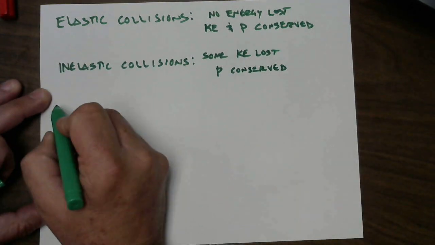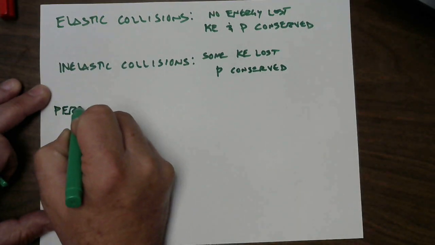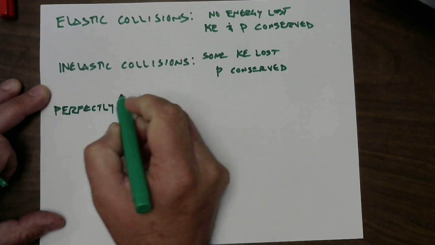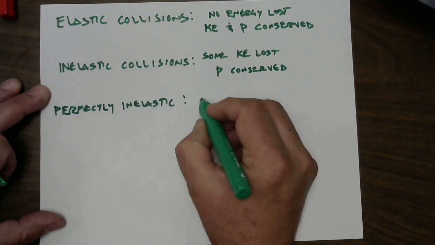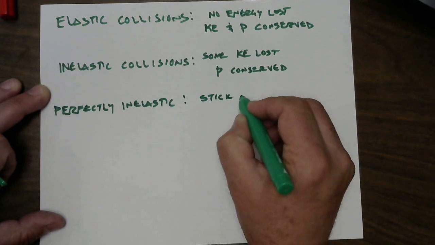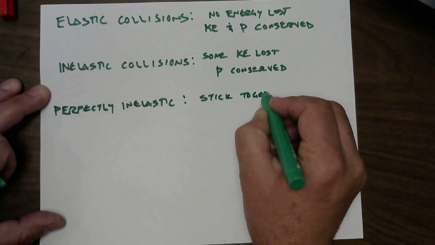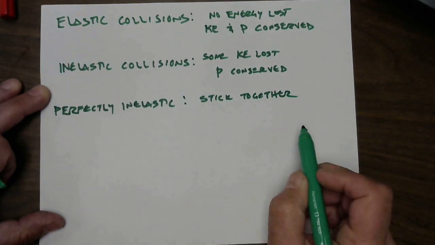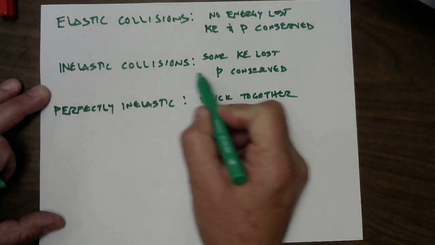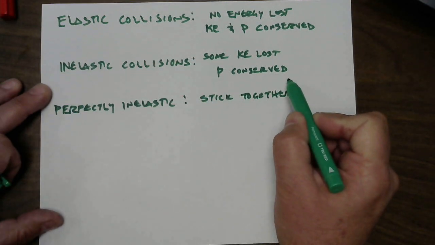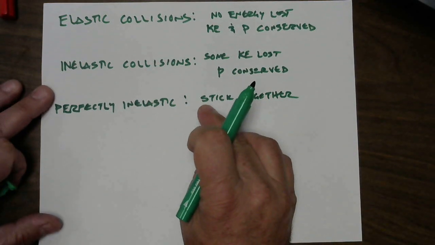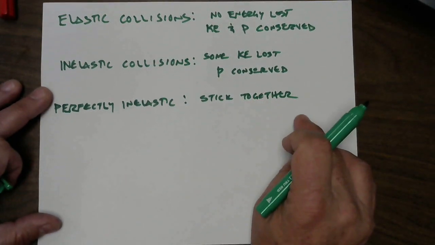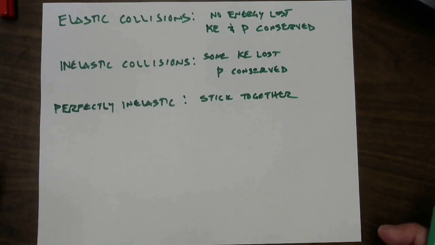And there's a third kind called perfectly inelastic. And these are where the objects stick together. So if you ever see the objects stick together after a collision, then you know it's an inelastic collision and you can only conserve momentum. You can't use conservation of kinetic energy. That is because some energy went into the sticking together, the binding of the two objects.